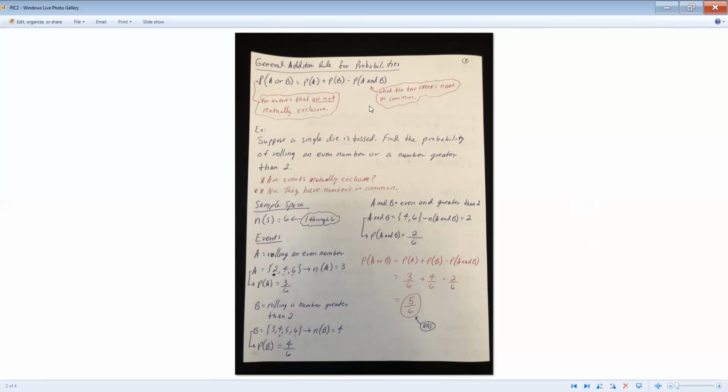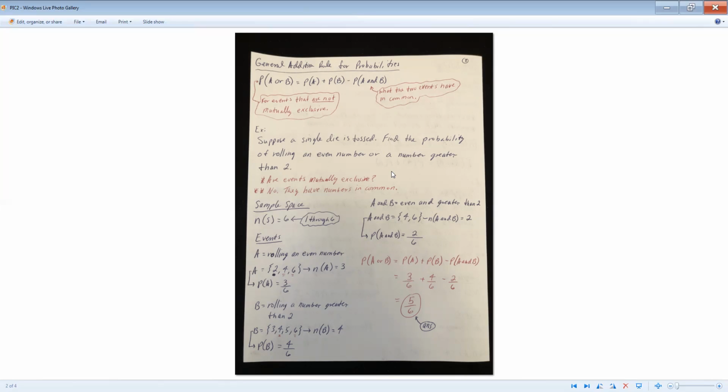Now keep in mind what we just discussed was mutually exclusive events. Now, if they're mutually exclusive, they do not have anything in common, and so that means this would be 0. So that's why the other relationship was just the probability of A plus the probability of B. But if they have something in common, we have to consider this piece of the rule. So let's look at why in this next example.